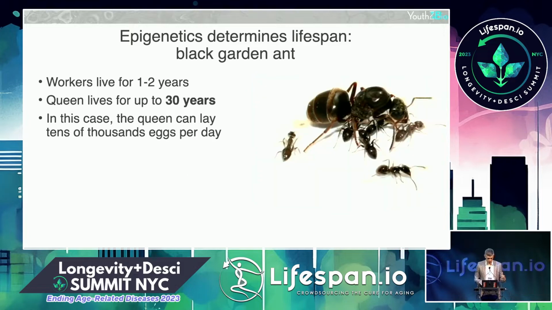An even larger disparity is observed in ants. The black garden ant is like a record keeper: the queen can live up to 30 years, which, when you think about it, is mind-boggling, that a small insect can live longer than a horse, or twice as long as a dog. And yet, again, worker ants live just for 1 or 2 years.